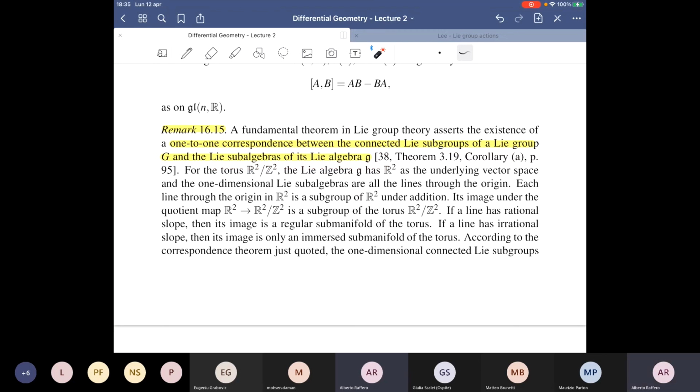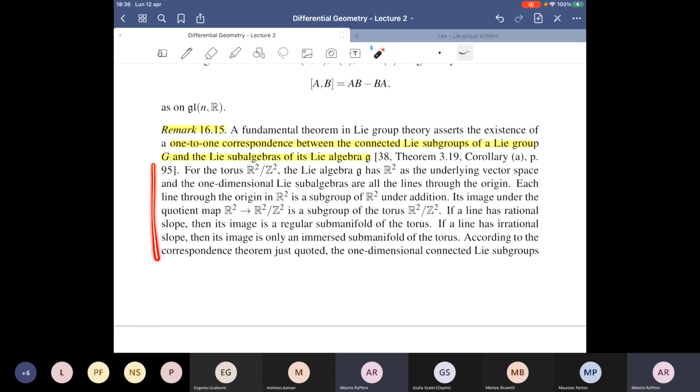Of course, this is really powerful because it tells you that once you consider any Lie subalgebra, you will end up with a unique connected Lie subgroup of the Lie group you are considering. If we consider a different definition of Lie subgroup, and we require it to be embedded instead of immersed, then this is not true anymore. Because, for instance, in the case of the torus, we saw that there were a lot of Lie subgroups that were not embedded submanifolds.